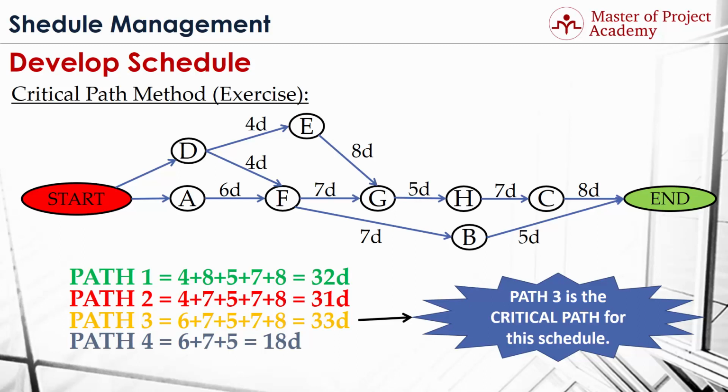As you see here, over the 4 possible paths, from the beginning of the network diagram till the end, the longest path is path 3. Therefore, path 3 is the critical path of this network diagram. In other words, this project can be completed in 33 days.